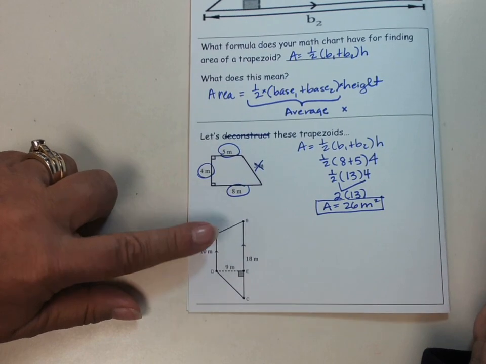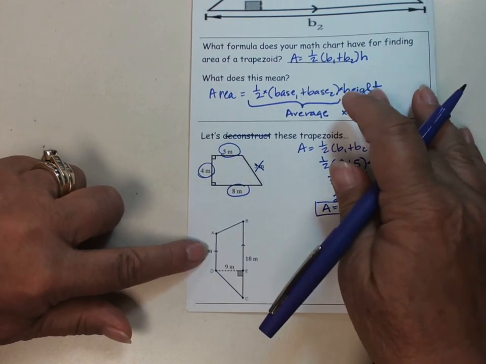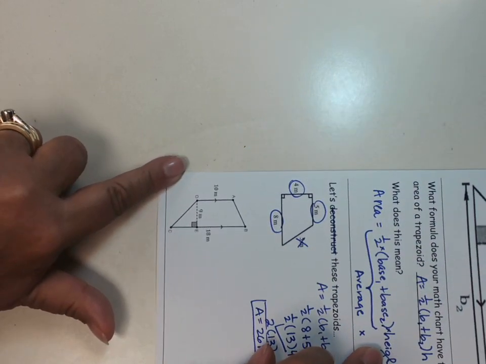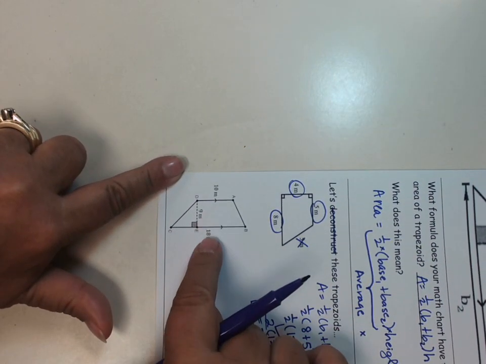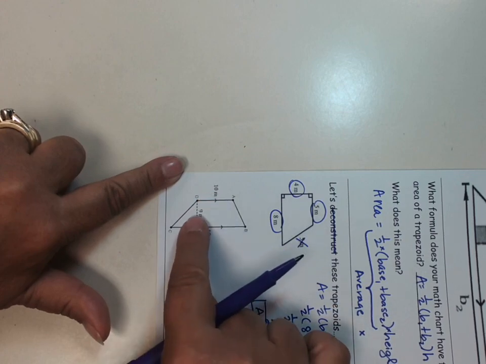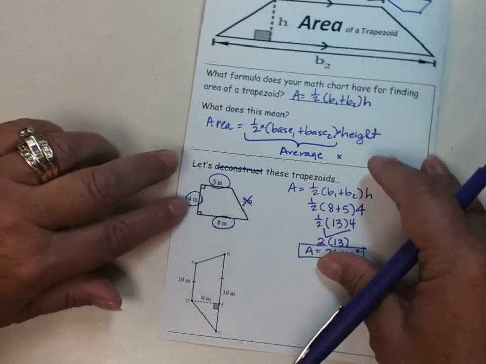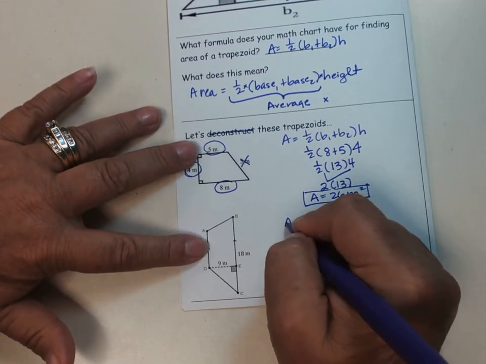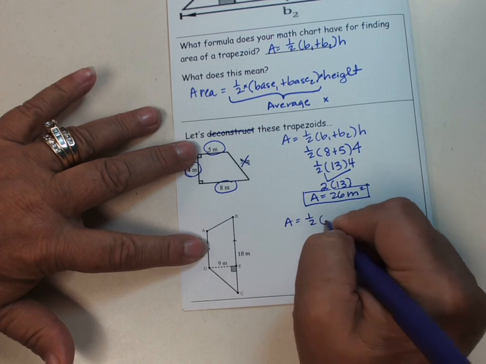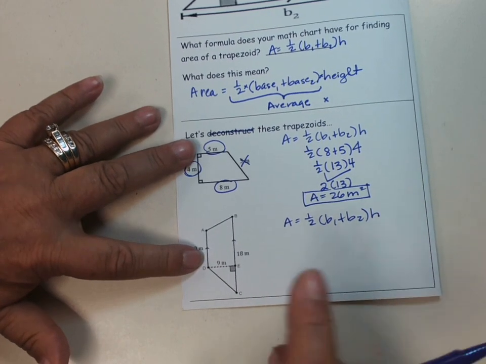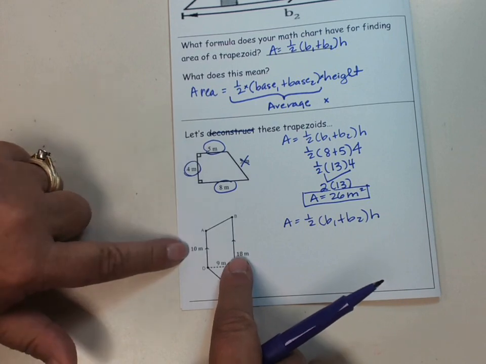Now, if you are given a shape that you do not like the way it looks, turn it. Boom. Now you can see the bases, right? So we have a base of 10 and a base of 18 and a height of 9. All right. So let's go back here so I can actually write. Area equals 1/2, add the bases, times the height. Now, what is halfway between 10 and 18? Anybody know?